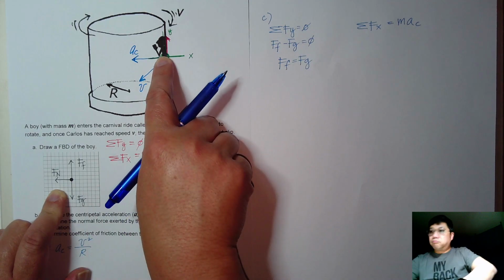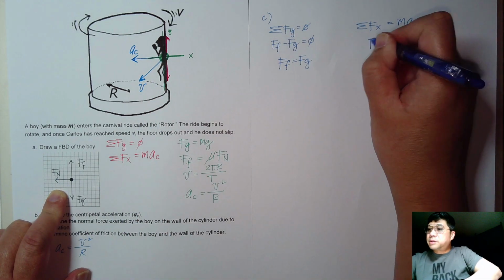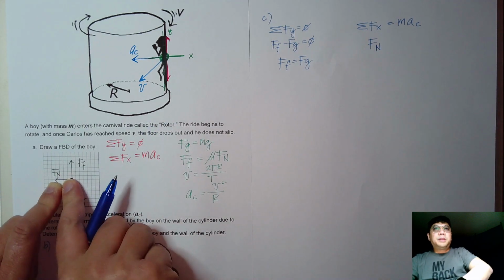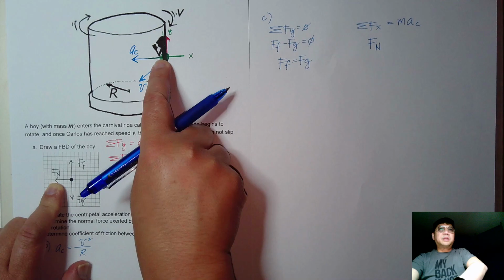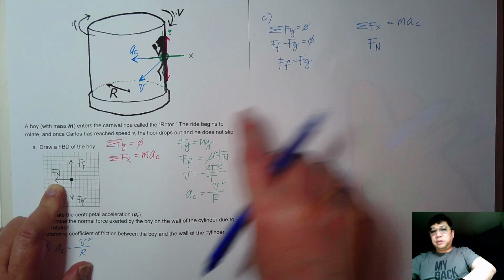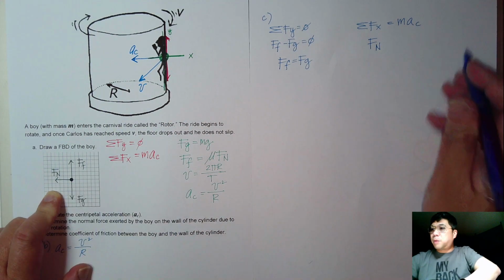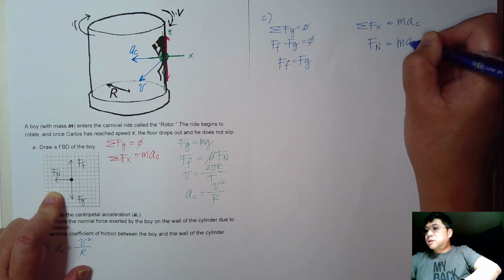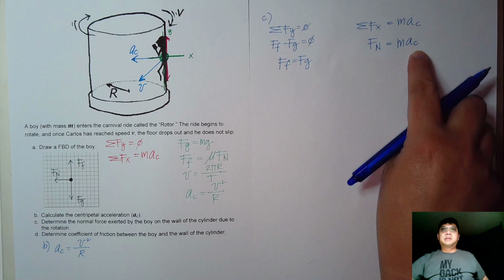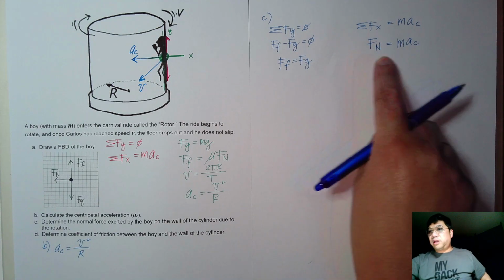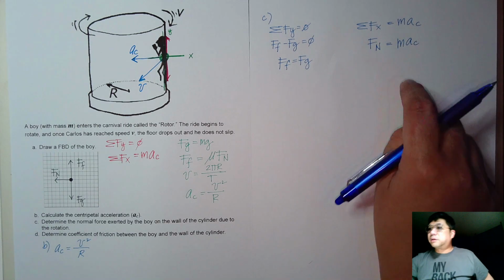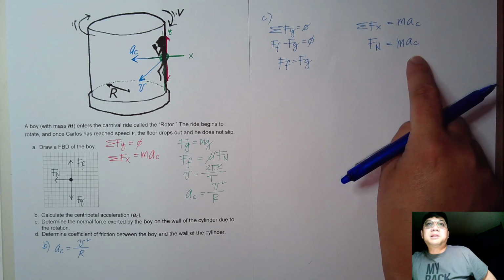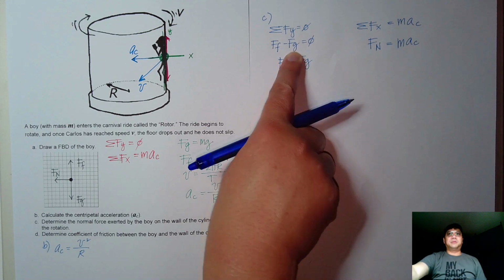And if I will write the normal force, is it positive or negative? For sure, it will be positive because it's towards the direction of the acceleration. So therefore, normal force is equal to mass times the centripetal acceleration. So therefore, letter C, we already have our answer. The normal force is equivalent to mass times the centripetal acceleration, not the acceleration due to gravity.